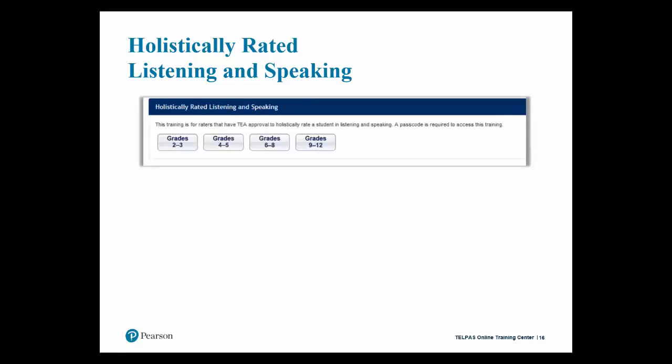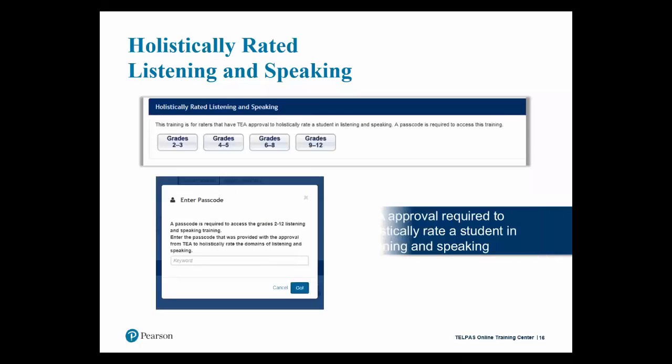And here is where users will be able to select the holistically rated listening and speaking training. And again, this is training for raters who have TEA approval to holistically rate a student in listening and speaking. There is going to be a password or passcode required for users to enter in here. So again, not everyone is going to be able to just go in here and click and access this training. They will need a passcode and they will need TEA approval.